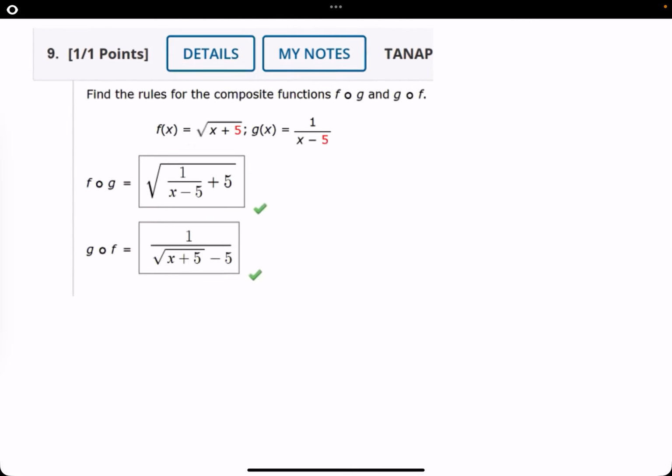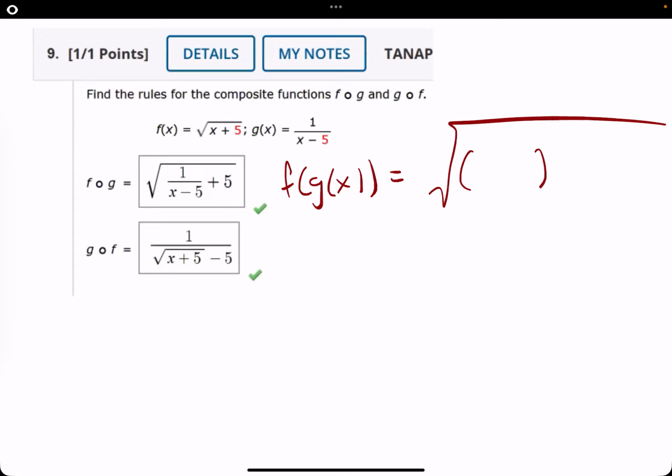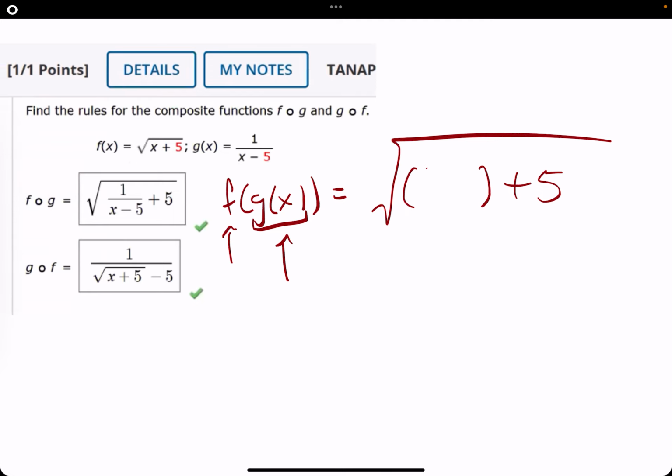Number 9, you can see the answers here, but let's talk about where they come from. Again, f of g is f of g of x. F of g of x would be the function f, but in place of x, we are plugging in g, because g is the input of the function f of x. So you start with f, but you leave a space where x is because you're plugging in the function g.